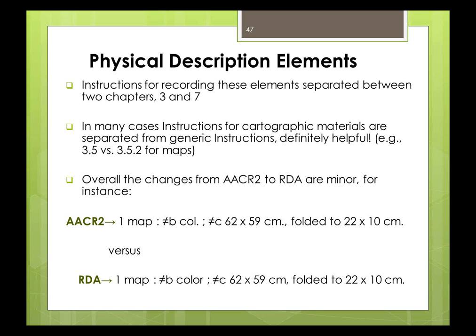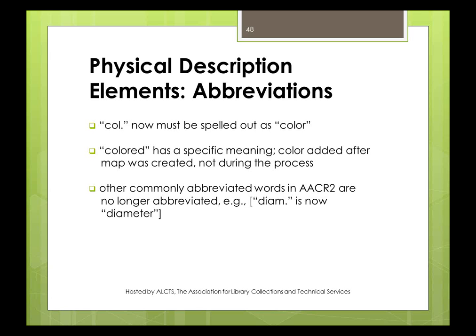Again, there are two primary changes to be aware of when recording data for the physical description elements. The first goes back to the issue of abbreviations, while the second, though closely related, regards the symbol cm to represent the words centimeter or centimeters. As you can see in this first slide, we are used to abbreviating the word color, in either its American or English spelling, as col. And in RDA we are now to spell out this word.